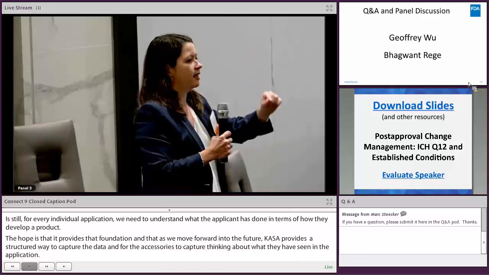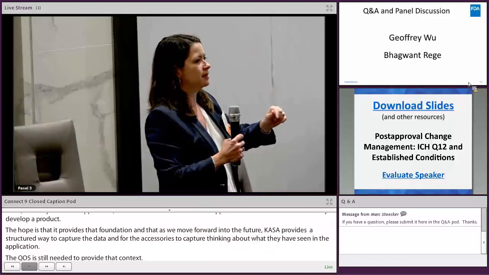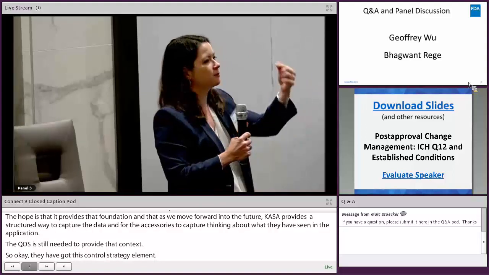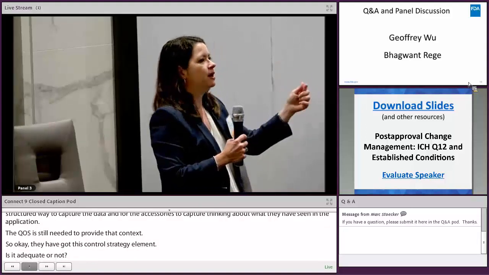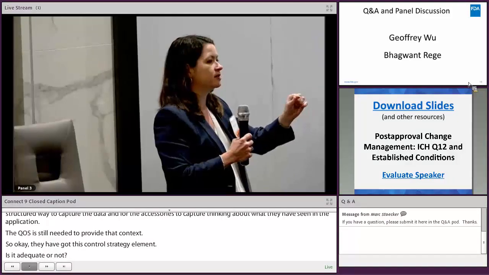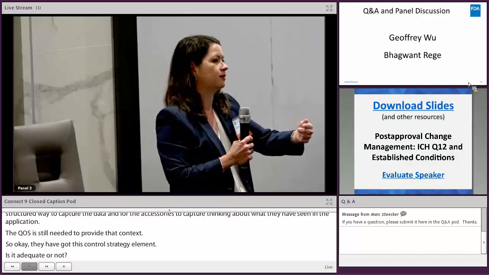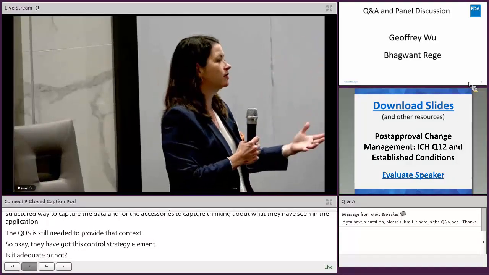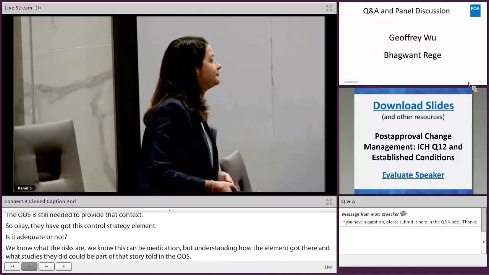So, okay, they've got this control strategy element. Is it adequate or not? We know what the risks are. We know that this can be a mitigation, but understanding how the applicant got there and what studies they did to suggest that that was an adequate mitigation could be part of that story that's told in the QoS. Thank you, Ashley.